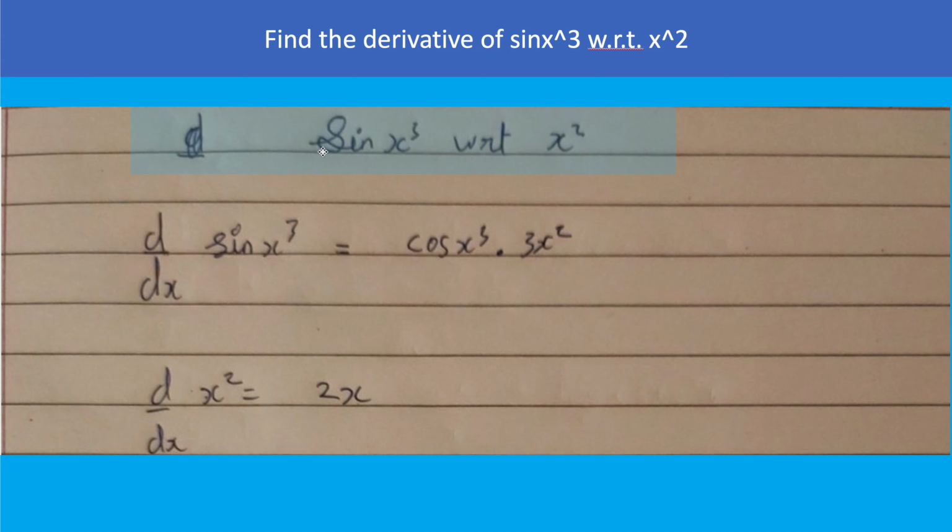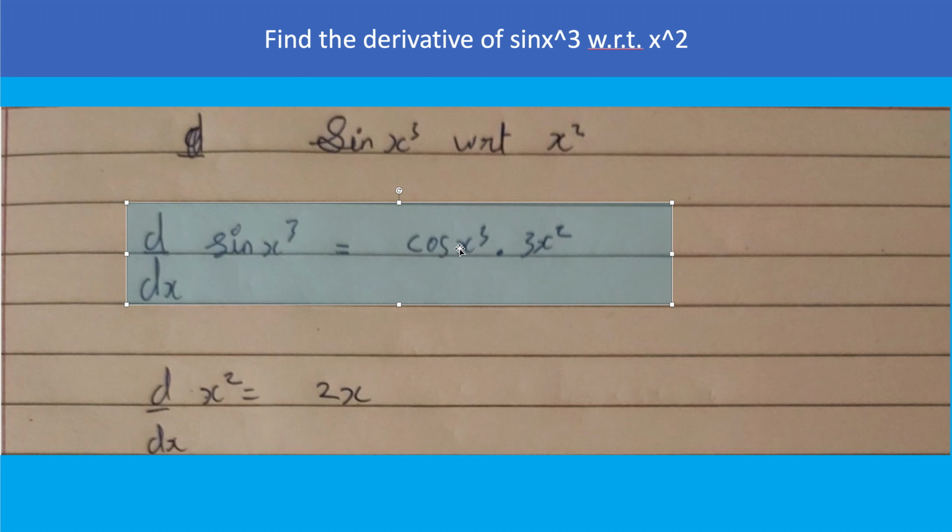Now you have to find the derivative of sine x cube with respect to x square. So first of all, you have to find the derivative of sine x cube, and then we will find the derivative of x square, and then we'll divide the derivative of sine x cube by the derivative of x square. For the derivative of sine x cube, again we will let x cube as x, because there is no direct derivative of sine x cube.